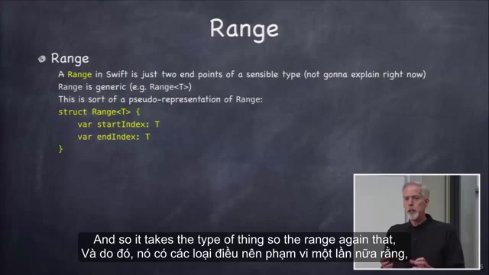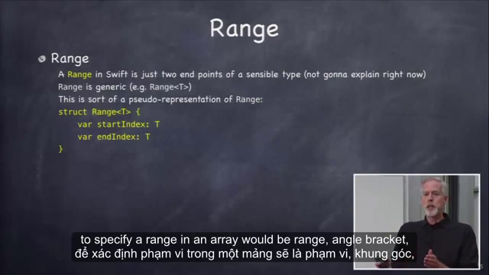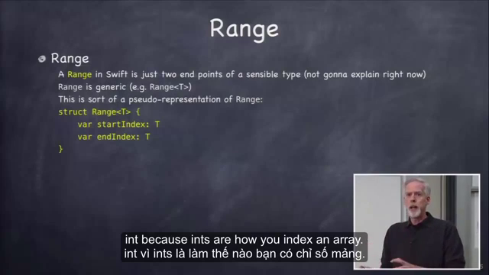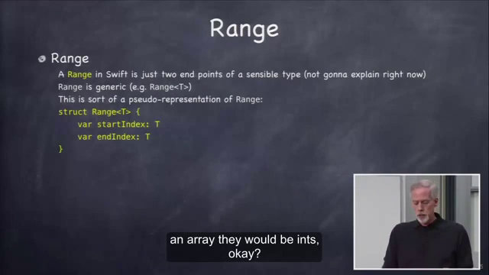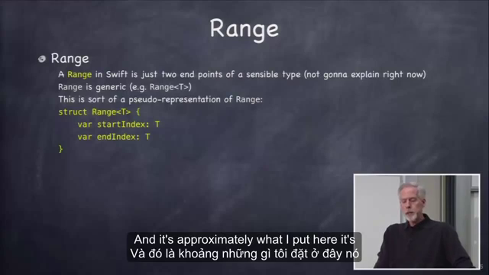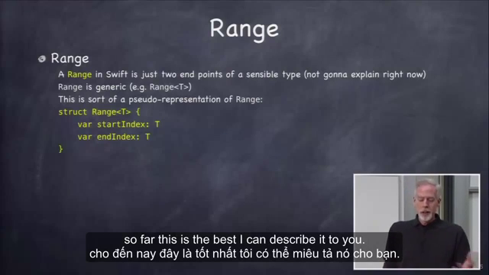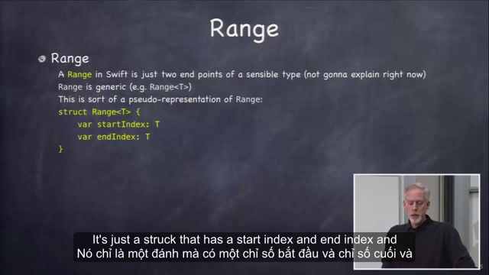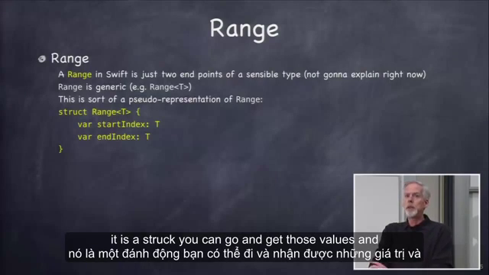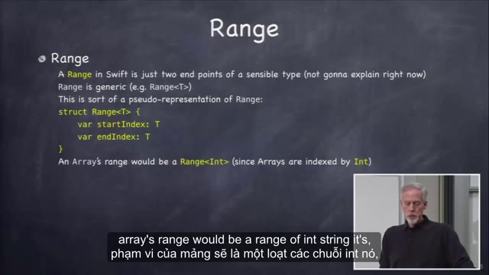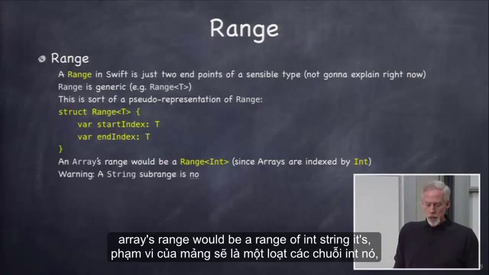So to specify a range in an array would be range angle bracket int, because ints are how you index an array. So if you were going to specify a range in an array, they would be ints, okay? And it's approximately what I put here. It's not exactly this, but given what you know so far, this is the best I can describe it to you. It's just a struct that has a start index and an end index. And it is a struct. You can go and get those values and set those values out of there. So array's range would be range of int.